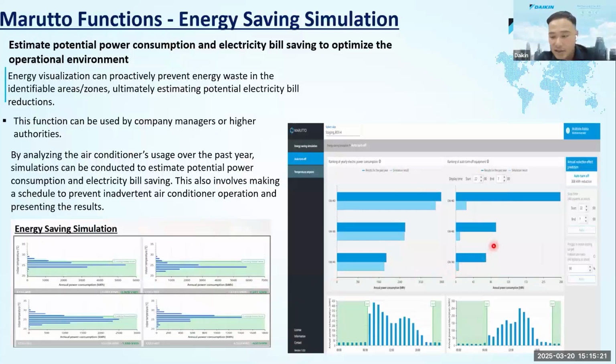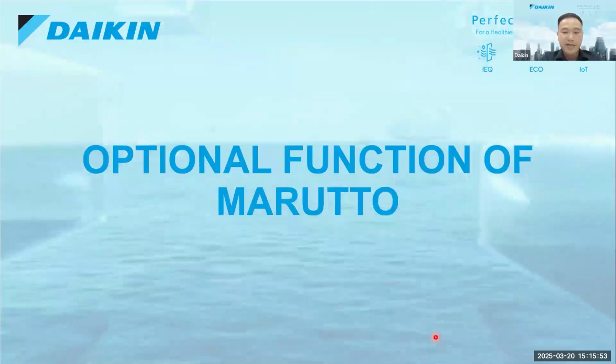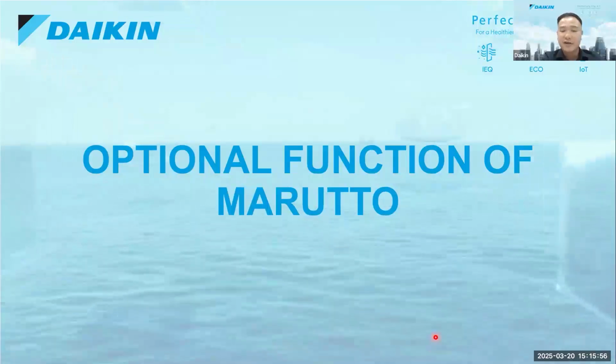Then on the right hand side is the timing of the simulation that you set. For example, maybe at 7:30 a.m. you turn on the aircon, and at 10 p.m. you turn it off. From here you are able to know what saving you are able to get. So this is the saving simulation, whereby before you do anything, you're able to simulate the situation to know that you'll be able to save this much energy before you implement this. So the next one is the optional functions of Maroto.